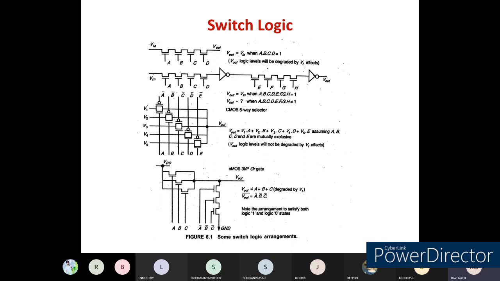Okay, so now if we want to convert the buffer into an inverter, the buffer has to be negated. In order to do the negation, we can use an inverter at the output of V out. If I use the inverter at the output of V out, you will get a negation of the input terminal. So in order to get the negation of the input terminal, we get V out.